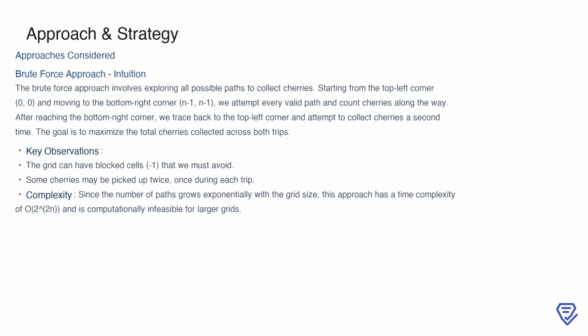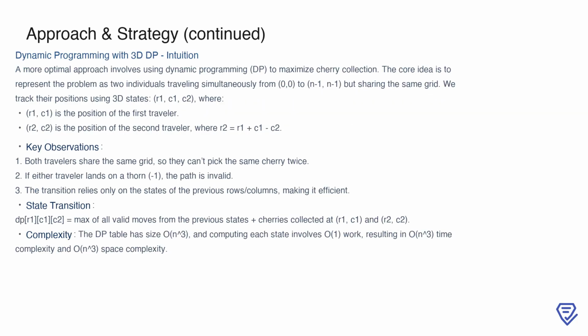The major drawback of this approach is that the number of possible paths grows exponentially with the grid size, leading to a time complexity of O(2^(2n)). This makes the brute force approach computationally infeasible for larger grids, as it becomes too slow to solve the problem in a reasonable amount of time. A more efficient way to approach this problem is by using dynamic programming with a 3D DP structure.